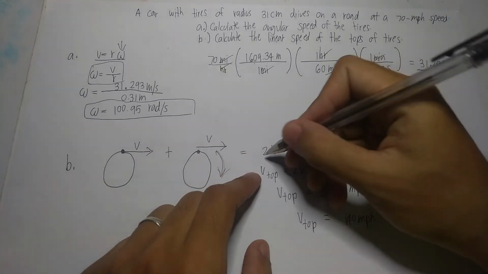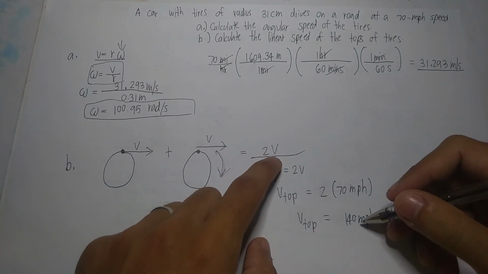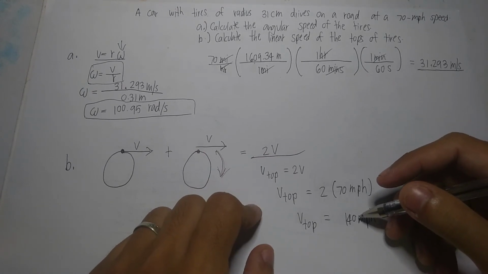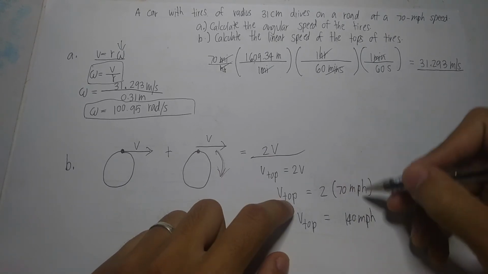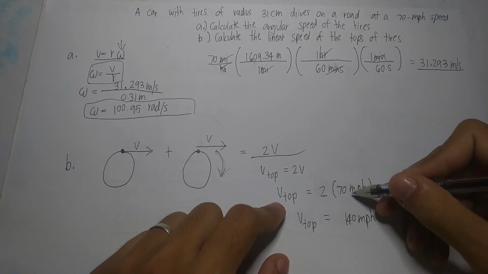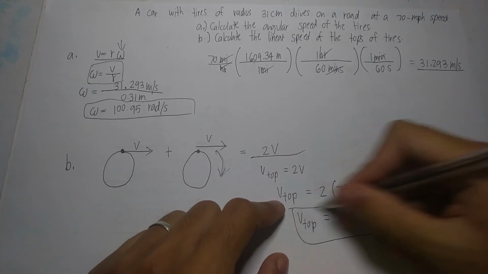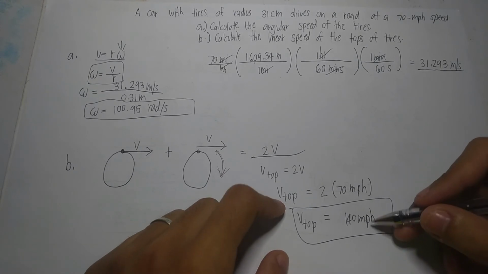So therefore, the formula is 2 multiplied linear velocity. So we will just simply plug in the values in order to find the speed of tops of the tires. So we will substitute the 70 meters per hour and multiply it simply by 2. And we will arrive at 140 meters per hour. And this is the answer to letter B.